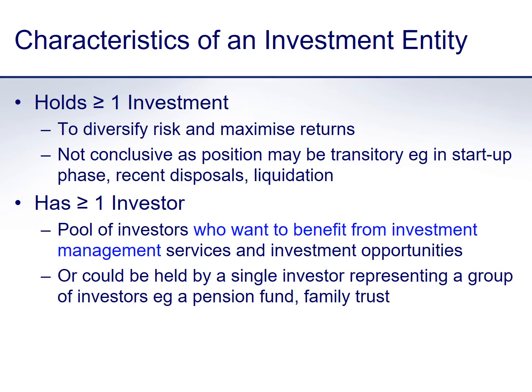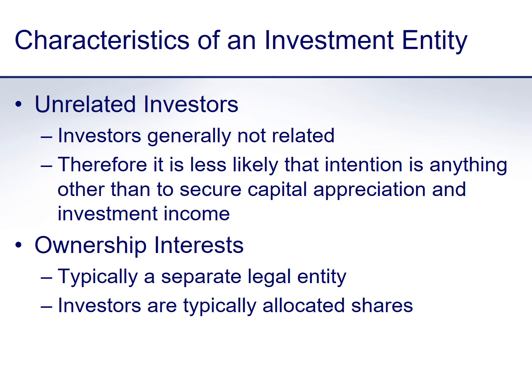That's again not an absolute necessity, but one would expect that an investment entity typically has more than one investor. Those investors are typically also unrelated, and ownership interests are typically in the form of allocated shares. That would be the typical nature of an investment entity. So to summarize, if you are an investment entity, by definition, you would then not be required to consolidate your subsidiaries, any entities that you happen to have control over, but instead you would account for those interests at fair value through profit or loss.